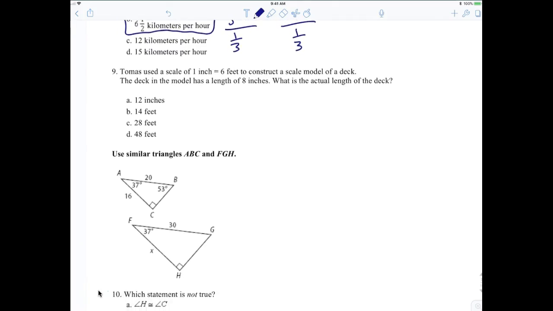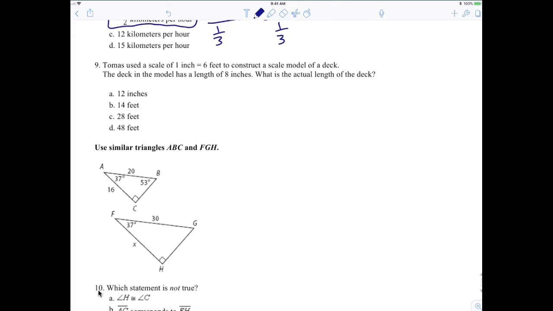All right. Number 9. Thomas used a scale of 1 inch to 6 feet. Everybody should get this one. The deck in the model has a length of 8 inches. What's the actual length of the deck? 48 feet. All right, that was pretty easy, right? Any questions with that? 48 feet. That's our scale drawing. Very good.